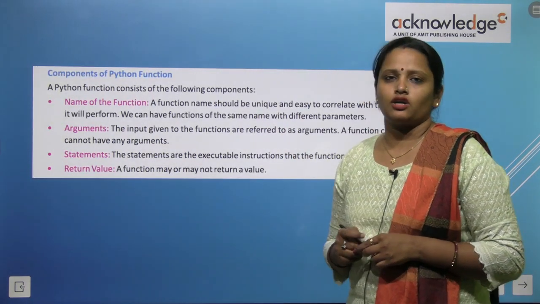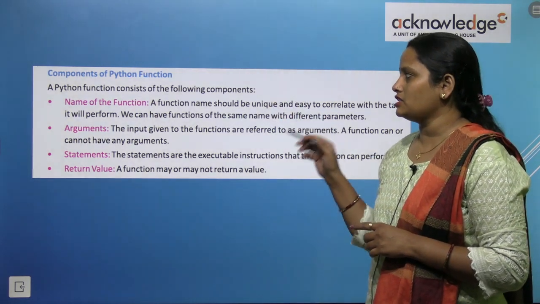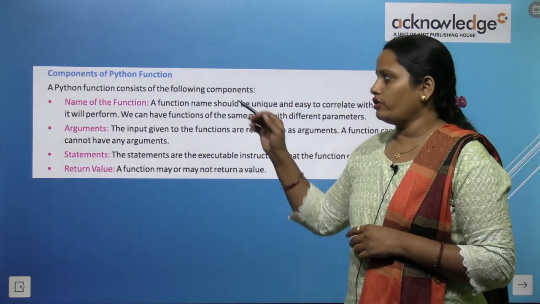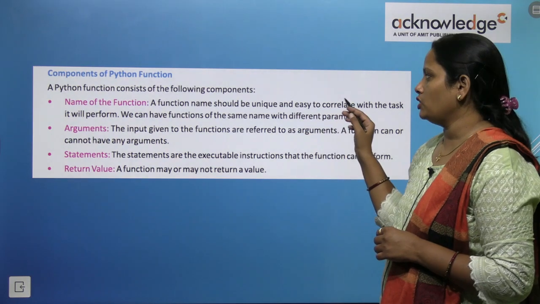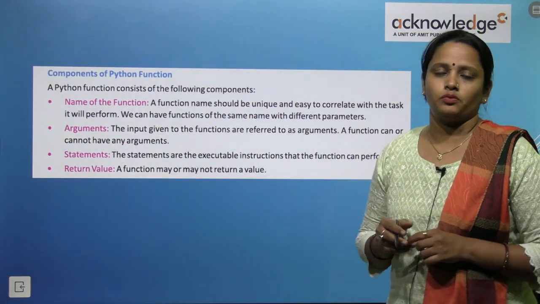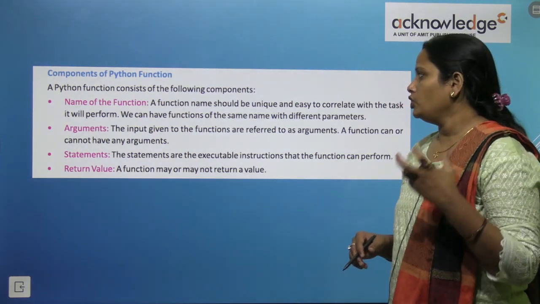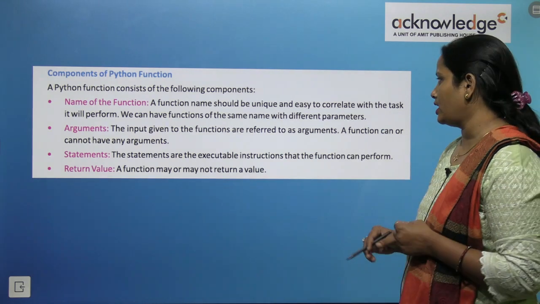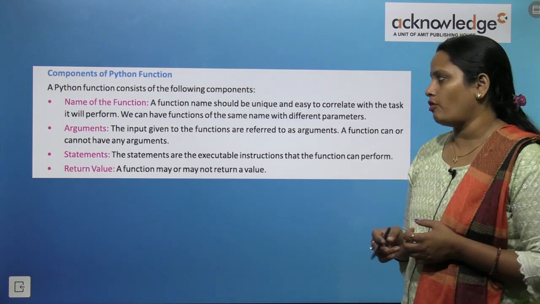Now the components of a Python function. The Python function consists of the following components. These are the components. First is the name of the function. A function name should be unique and easy to correlate with the task it will perform. So the function's name should be very unique, easy to correlate with the task it will perform, whichever task it performs.